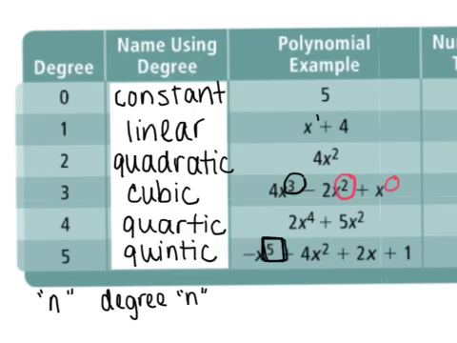Why do you guys think we call degree 0 a constant? Why do you think we call that a constant? Lenny? Because 0 doesn't have like a value. It's always gonna be the same. What's always going to be the same?